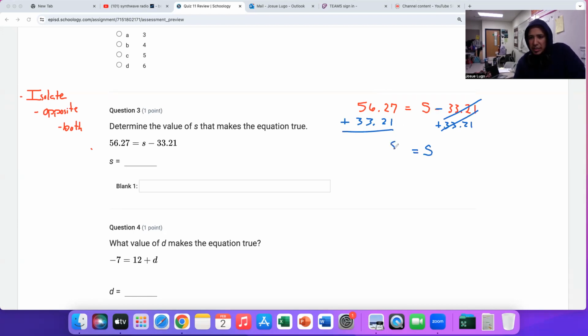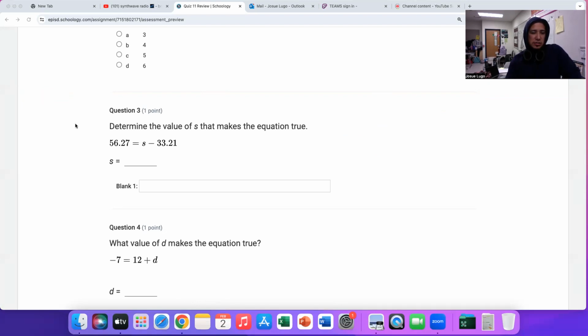So 7 plus 1 is 8. 4, bring the decimal down. 9, 6 plus 3 is 9, and 5 plus 3 is 8. Yes. So S has to be equal to 89.48. Easy enough. Moving on to the next one.